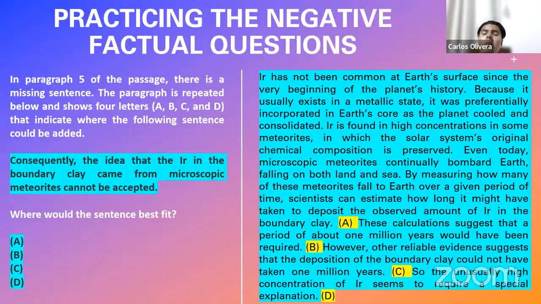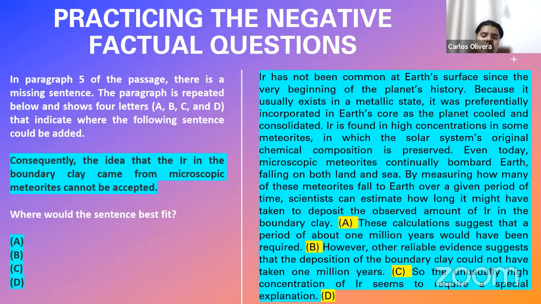So we know that this sentence must be used as a conclusion here in our paragraph. What else do we know? The sentence says, the idea that the iridium in the boundary clay came from microscopic meteorites cannot be accepted. So this sentence is basically a conclusion that ends the topic, saying that these meteorites cannot be the correct hypothesis that explains the unusual concentration of this element in our planet. Where can we insert this sentence to complement our reading paragraph?